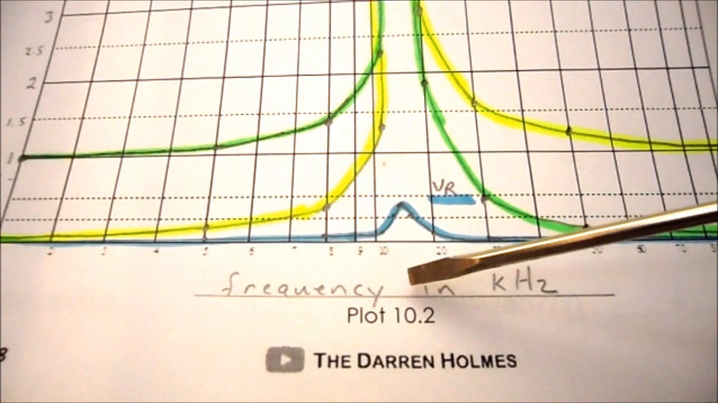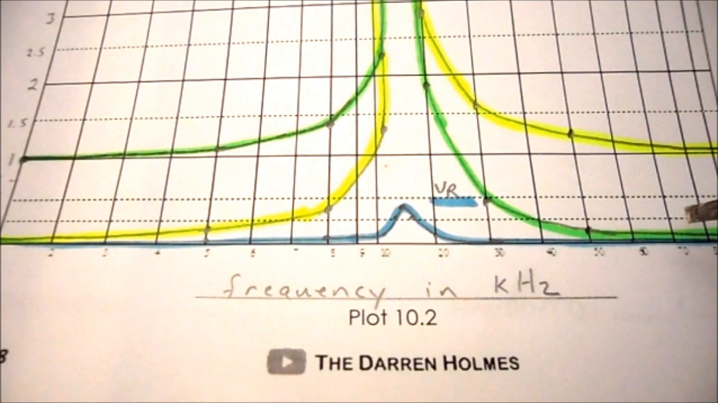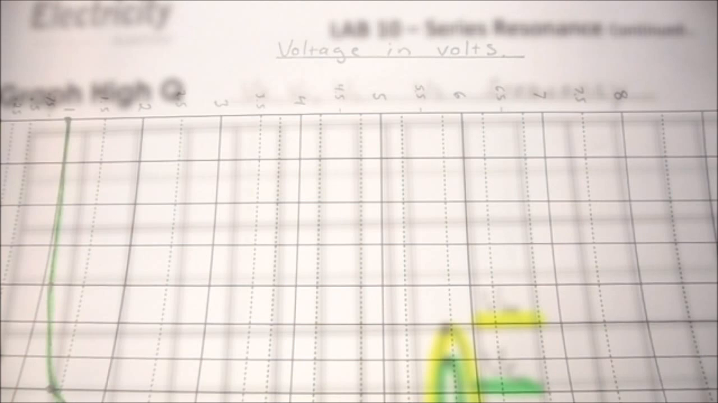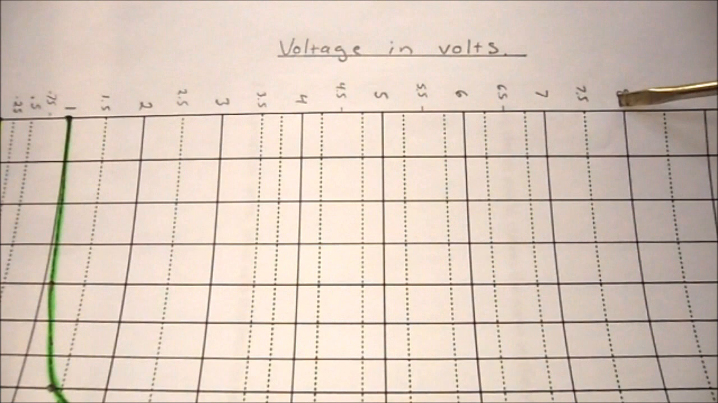So we start at one end at 1 kHz, and by the middle of the graph we get to 10 kHz, then 20, 30, all the way down to 100 kHz. I've labeled my graph for the high Q circuit as VR, VC, and VL versus frequency. The vertical axis is labeled as voltage and it's measured in volts. And you can see in this case we have to go all the way up to 8 volts, so each major division is 1 volt.